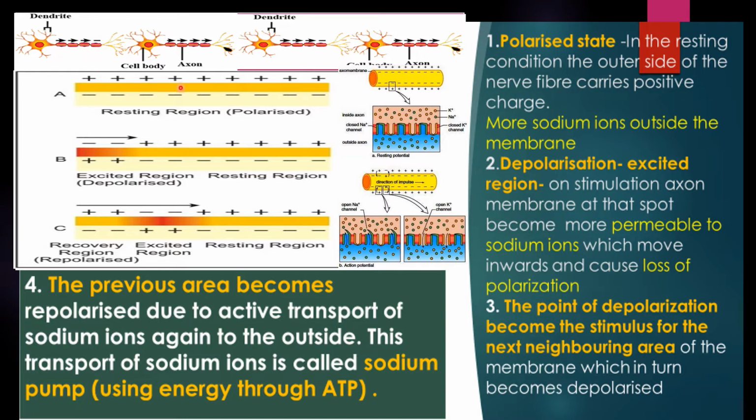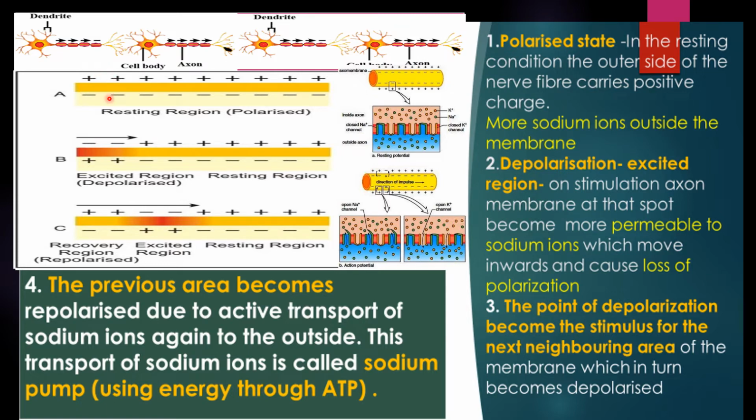In the resting condition, or in the normal condition, the outer side of the nerve fiber carries positive charge. The inner side carries negative charge. This resting condition, we call it the polarized state. In this stage, more sodium ions will be outside the membrane.